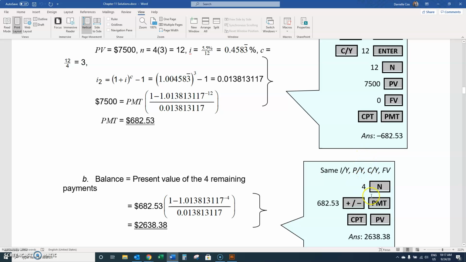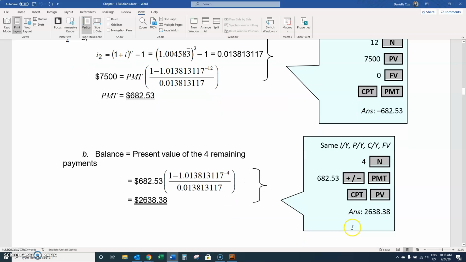And what we're going to do here is, here we were given a present value. Here we're saying, with the same interest rate, the same payments per year, the same compounding per year, and the same future value, which is 0, there's 4 payments of $682.53 remaining. What is the present value? And this is our answer. So that is the present value of the last 4 payments, or the last year.